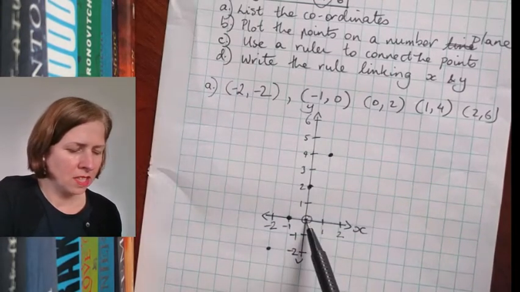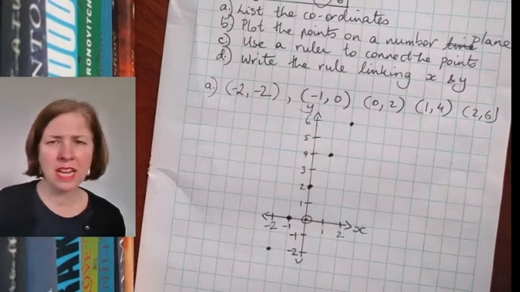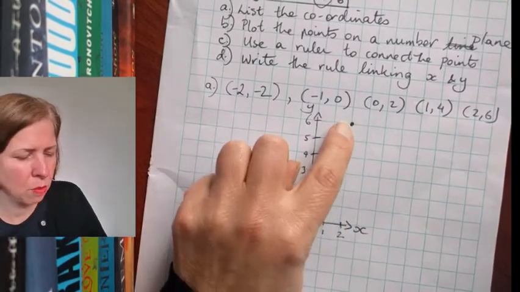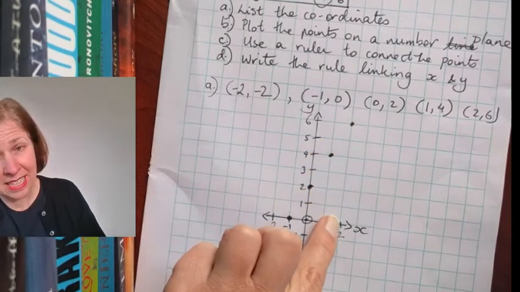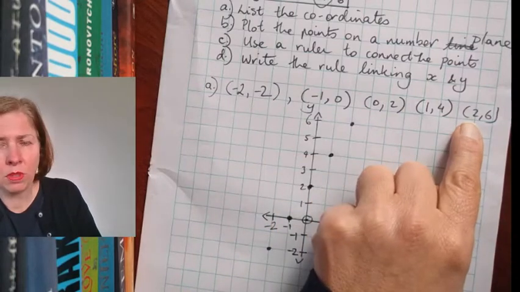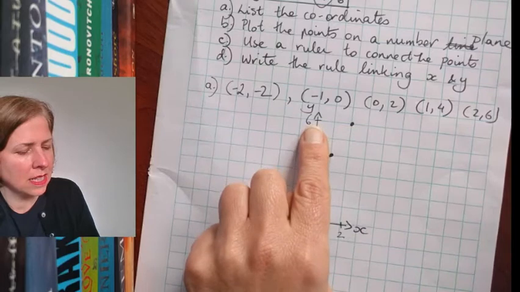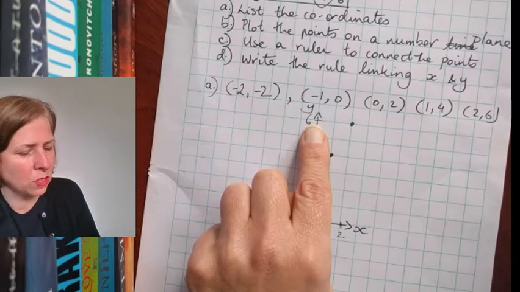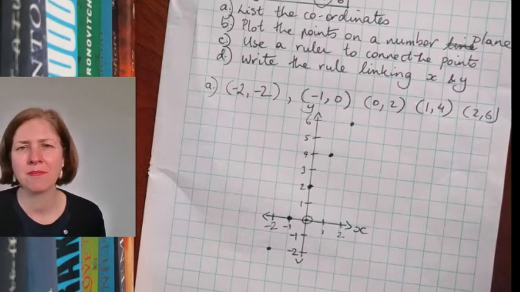And 2, 6, I go across 2 and up 6. And if I look at any one of these points, for example, this one, I can follow this vertical line to the x-axis. It tells me my x value is 2, and that's what I wanted. And I can also follow across to the y-axis. It tells me that I'm at a y value of 6, and that's what I wanted. So I can check them in that way.